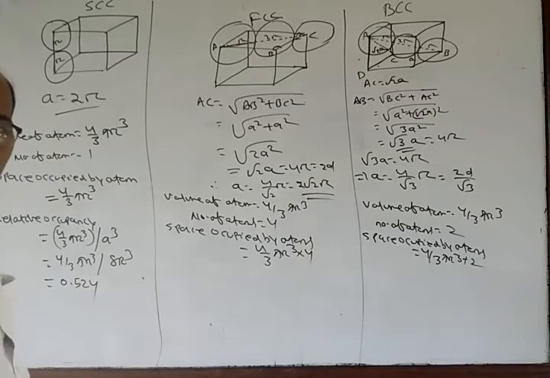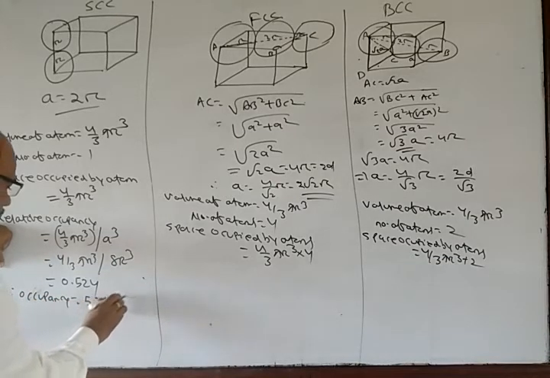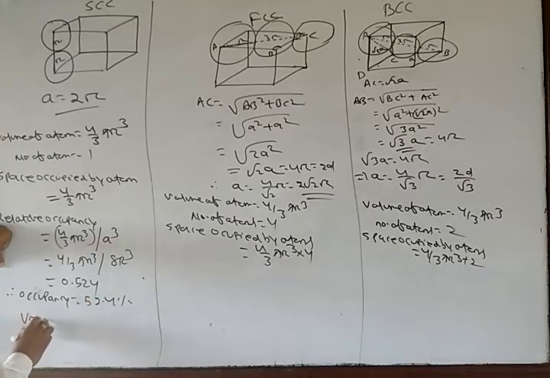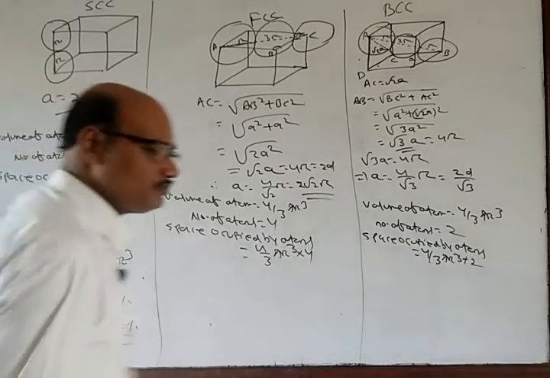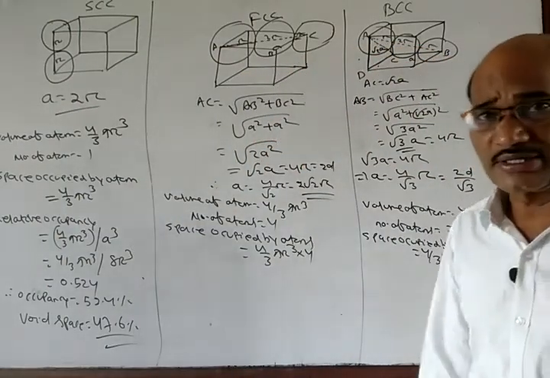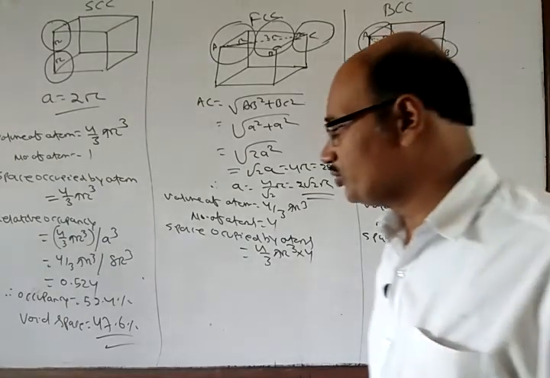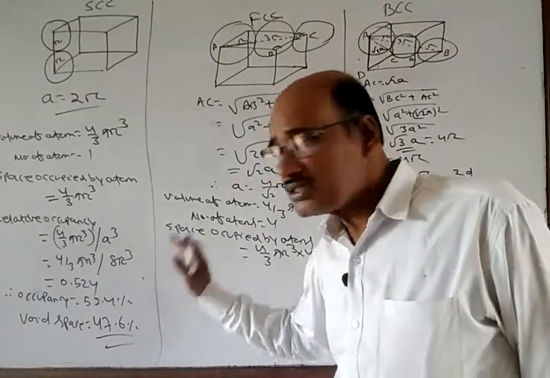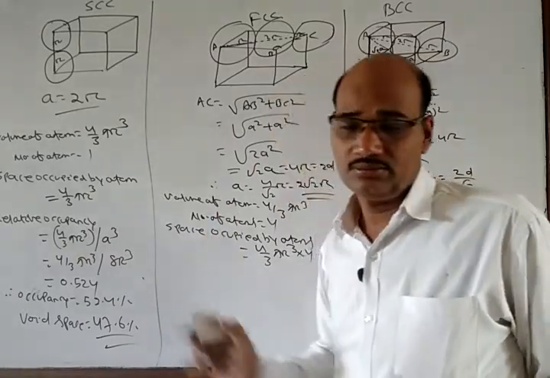0.524. So therefore I write occupancy equals 52.4% and the void space is 47.6%. So in a simple cubic unit cell, 52.4% of the space is occupied and 47.6% of the space is lying vacant there.